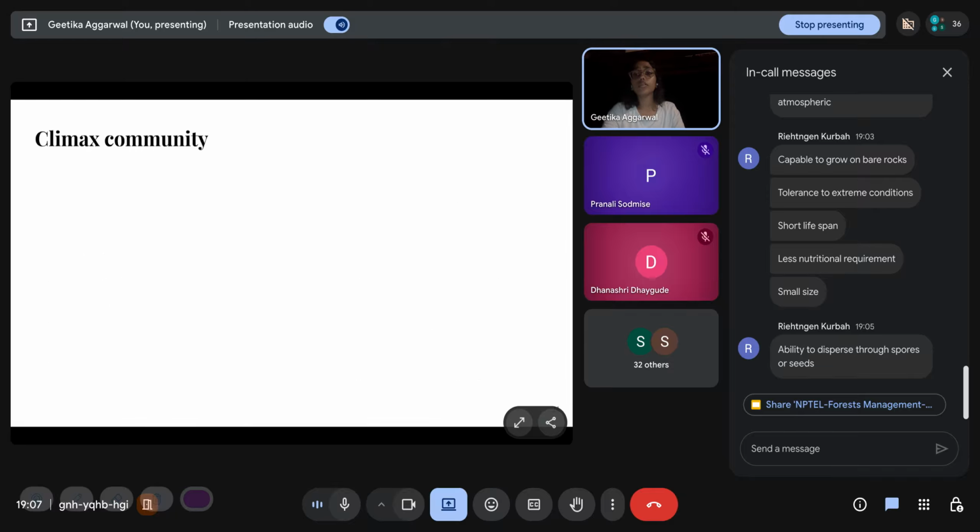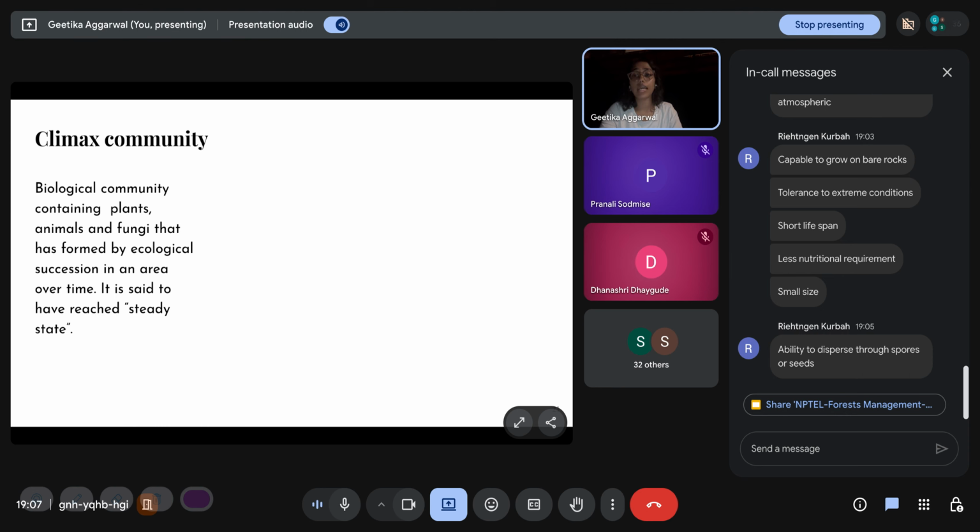Then, from the pioneer, let's talk about the climax community. Climax communities, as we discussed, are basically the community that forms in the last stage of ecological succession. These are communities consisting of plants, animals, and fungi that are formed over time by ecological succession in an area. So, when an area has undergone ecological succession over time, the last stage will be the climax community, and it is said to have reached steady state, so that very small changes cannot really impact this community.